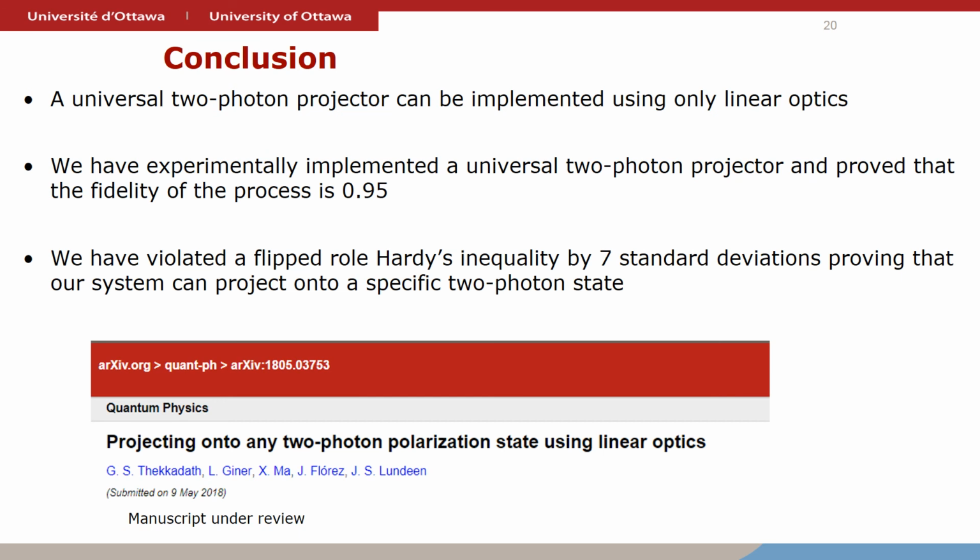In conclusion, we have presented a new scheme to implement a universal two-photon projector using only linear optics, which allows us to project onto maximally or partially entangled states with an efficiency up to 100%. We have then experimentally implemented this two-photon projector and proved that the fidelity of the process is 95%. Finally, we have violated the flipped Hardy inequality by 7 standard deviations, proving that our system can project onto a specific two-photon state, specifically the Hardy state.